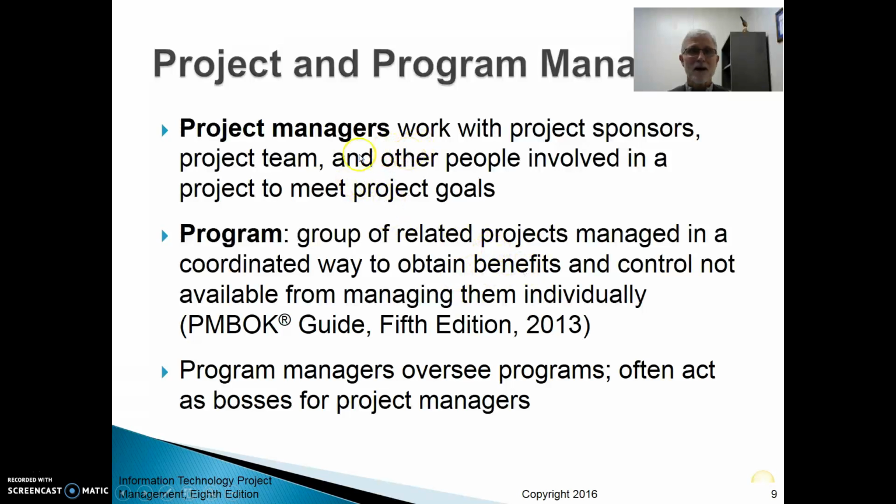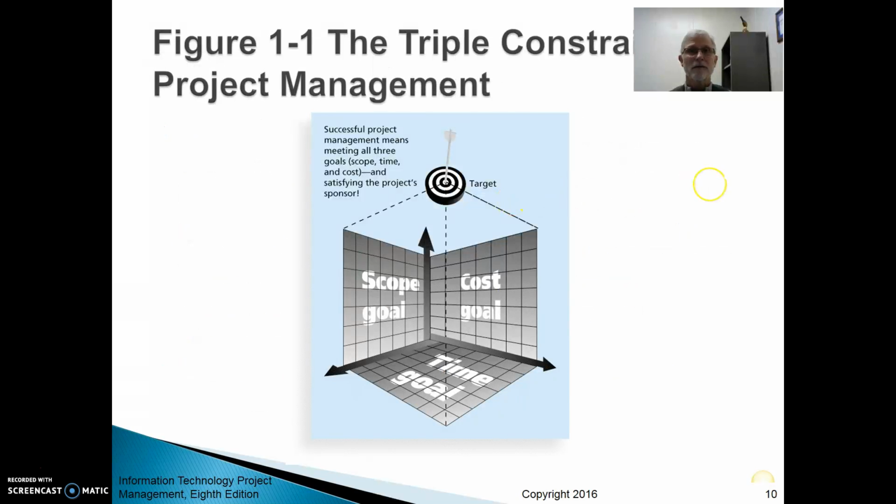Types of things to keep in mind. There are project managers that work on specific projects for a team. A program is a group of related projects that could be under a program management, probably kind of like a project manager's boss. So he's controlling all of the activities going on under it. And what's a project manager supposed to do?